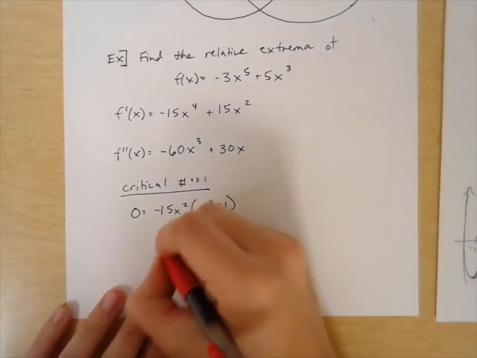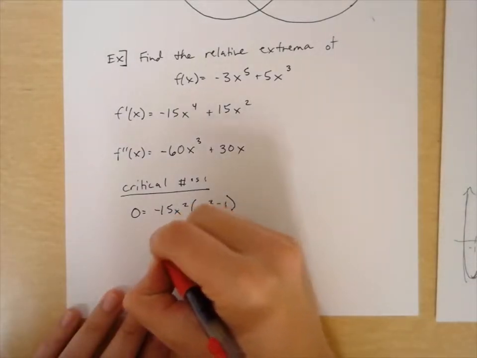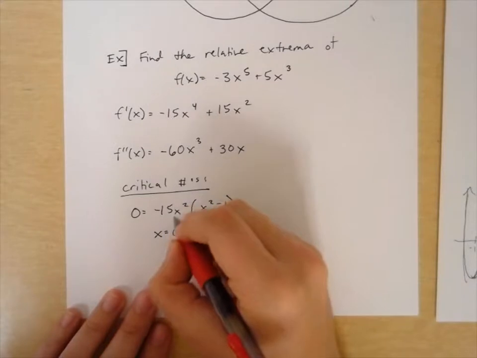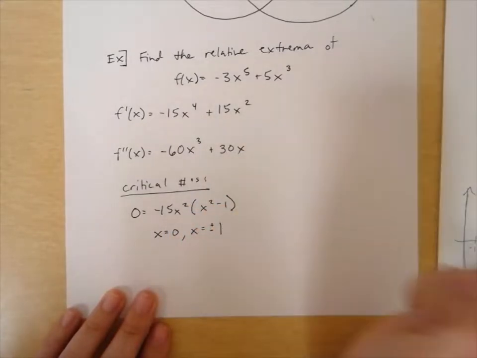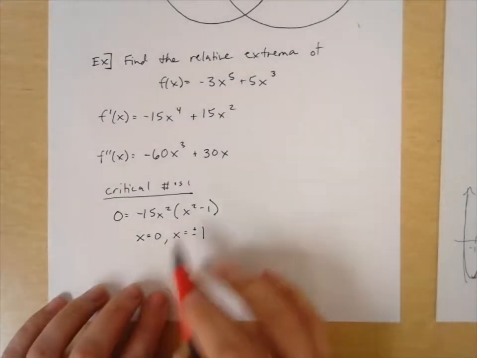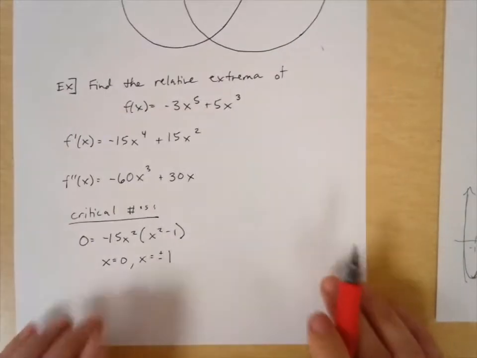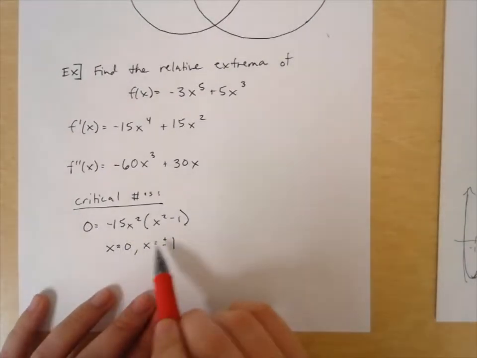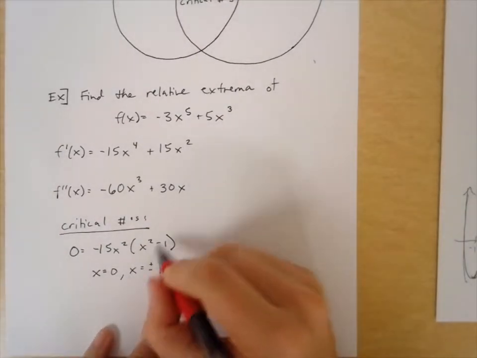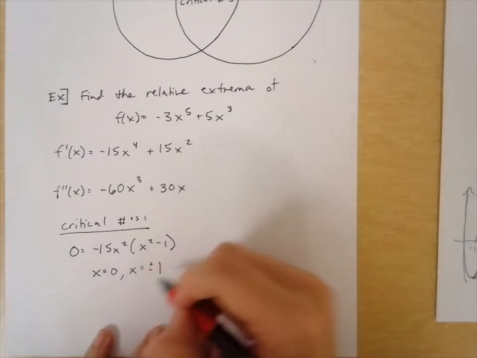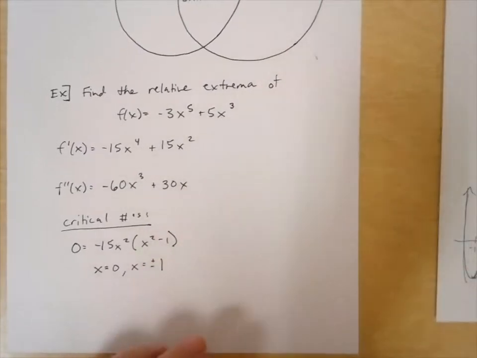And from this, I can determine that the zeros, the critical numbers, are going to be x equals 0, and when x equals positive or negative 1. And now here's what I do with those critical numbers. To use the second derivative test, I take these numbers and I substitute them back into my second derivative.